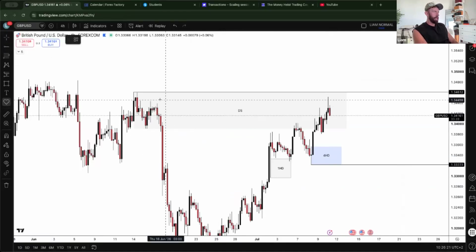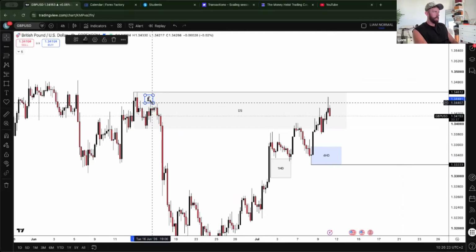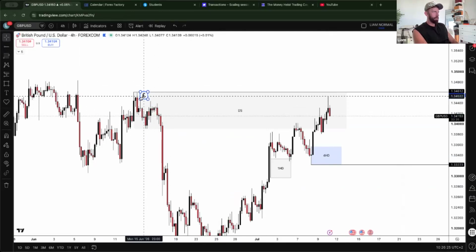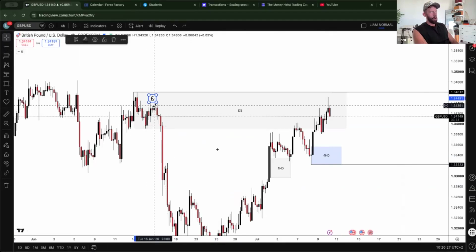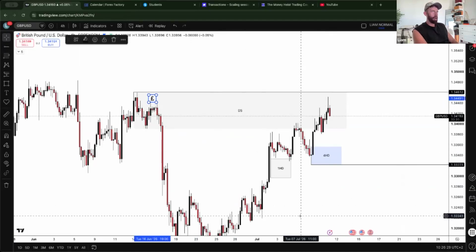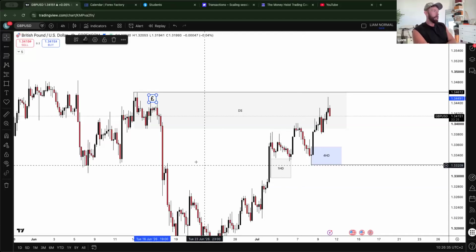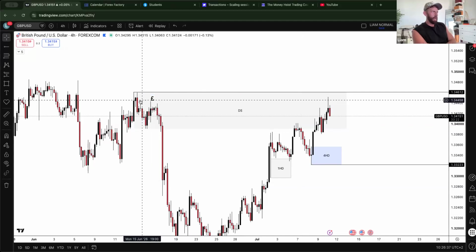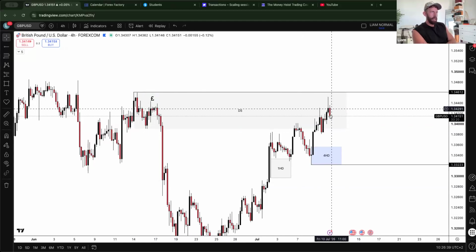So we've taken liquidity. Remember what I always teach you guys: markets are looking to rebalance themselves and also seek liquidity. Those are the two main priorities for the chart. We have taken this liquidity, and that's where the market is giving us this reaction.